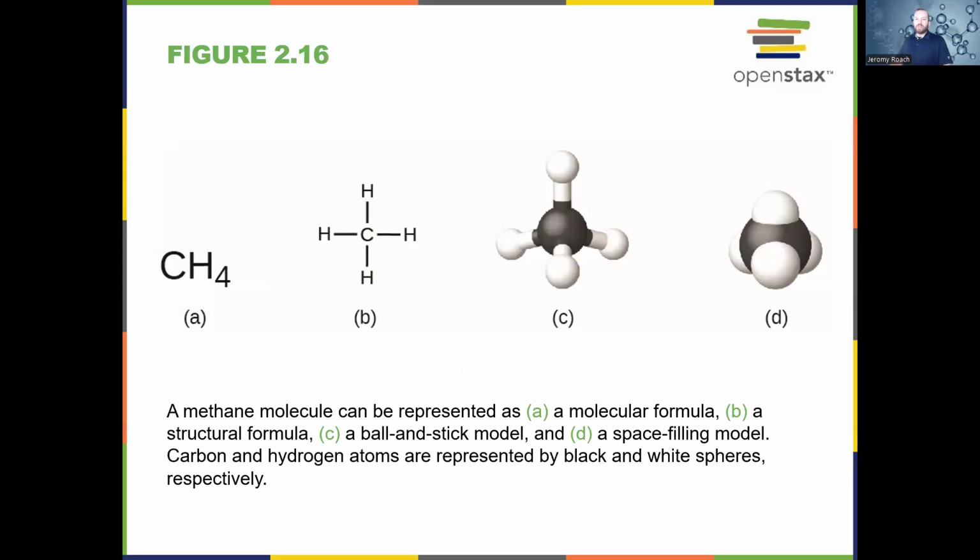If we take a look at this figure here, all 4 of these representations represent a methane molecule. For letter A, we have the molecular formula CH4. B is the structural formula, and it shows the bonds between hydrogen and carbon. C is what's called a ball and stick model, and D is a space-filling model. These different views help chemists visualize both the composition and the 3D shape of these molecules.